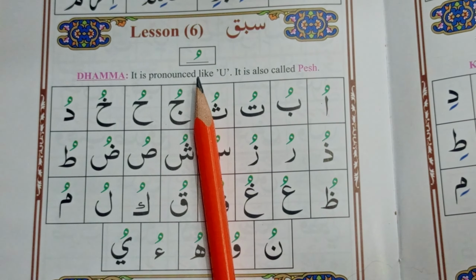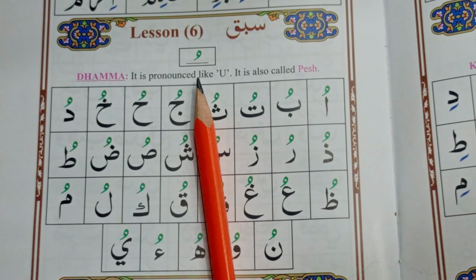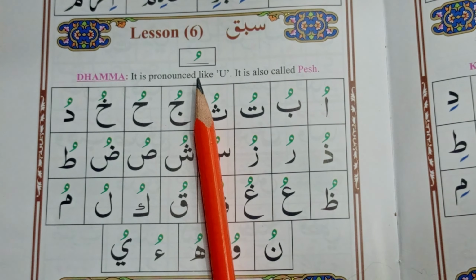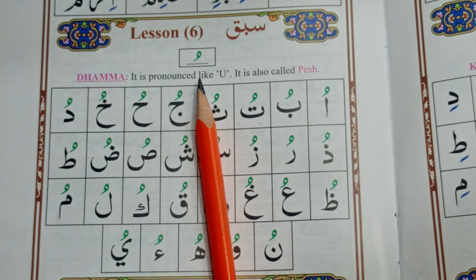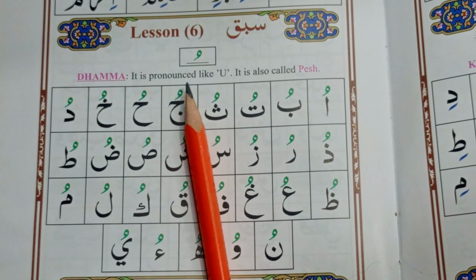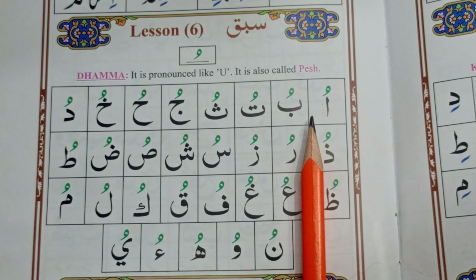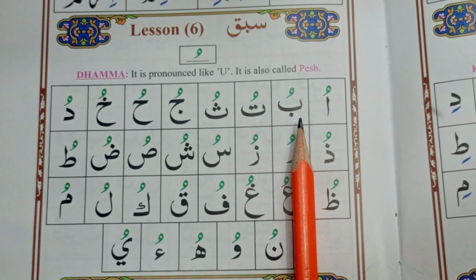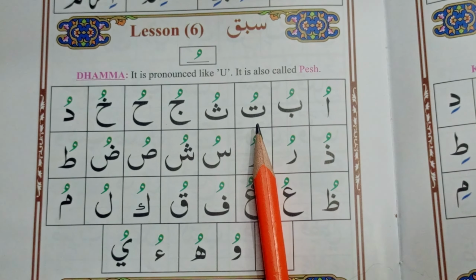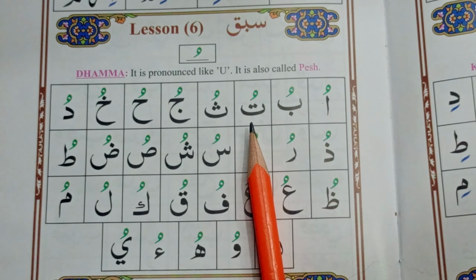Next we have lesson 6. Lesson 6 is all about the third vowel sign. Its name is dhamma and it's pronounced like u. It looks like a little waw. A little waw upside of the letter is called dhamma. So alif dhamma u, ba dhamma bu, ta dhamma tu. Everyone reads it like that: u.